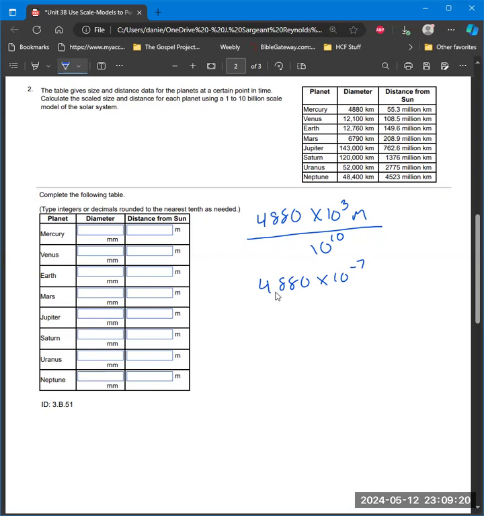Let's move this here and say that this is going to be, we want to get to millimeters, so we want to move it back 4 places, 0.4880 millimeters. These are meters, and they're going to round that to 0.5. All right, and I'm just going to erase and do the work for the next one here.